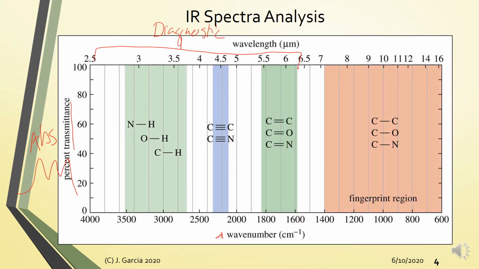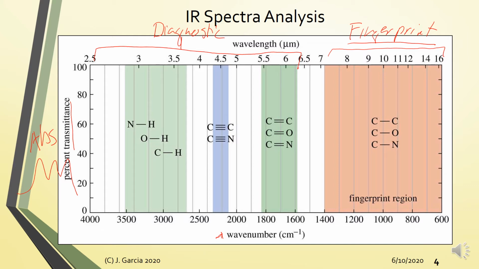Okay? Whereas the region down below, 1,400 towards 600, this is what you refer to as your fingerprint region. All right? So, the finer signals, which are basically more unique for a given analyte or sample, can be seen in this region. And normally, this region corresponds to the weaker stretching vibrations and most of the bending vibrations.